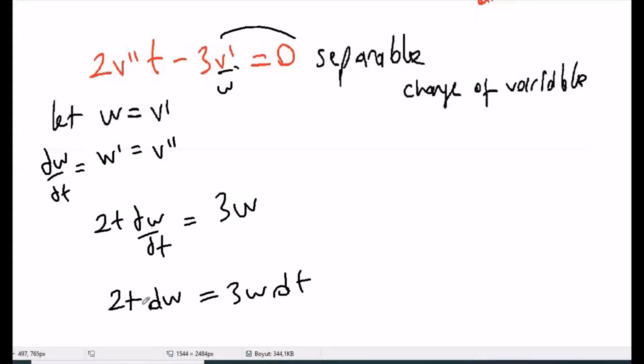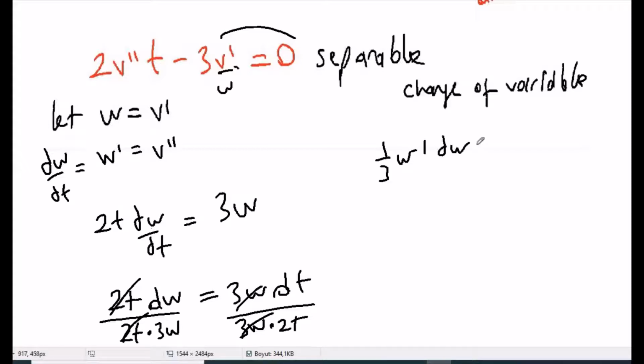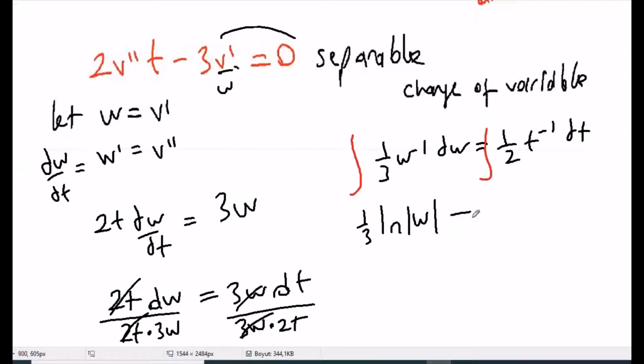We would like the w term on the left-hand side and the t term on the right-hand side. So we divide both sides by 3w and 2t simultaneously. So we obtain 1/3 w to the negative 1 dw equals 1/2 t to the negative 1 dt. Now we can integrate. The integral of 1 over w is ln of w, and the integral of 1 over t is ln of t.